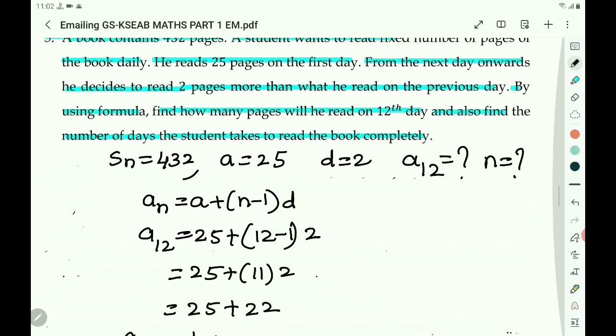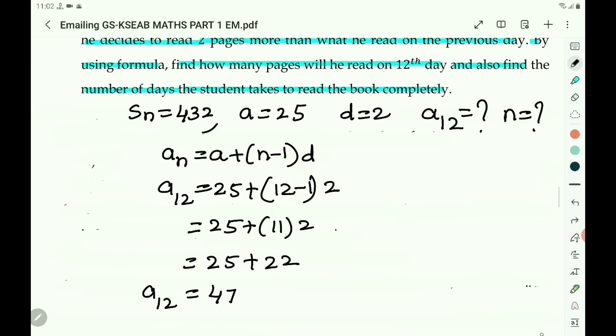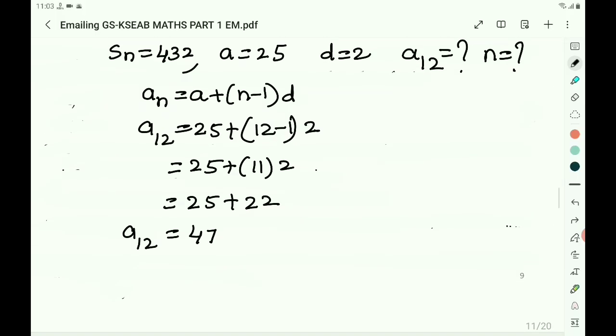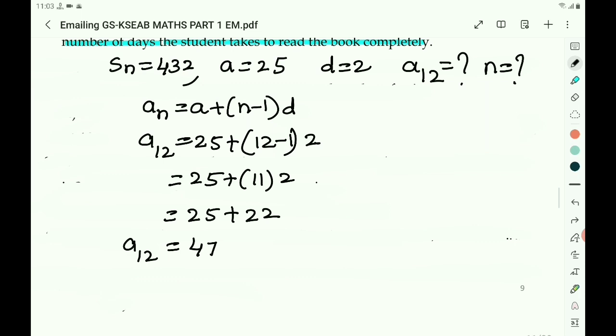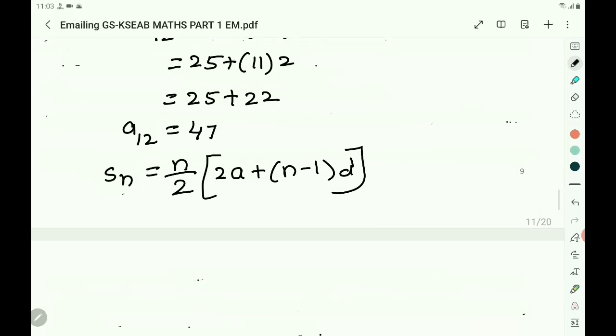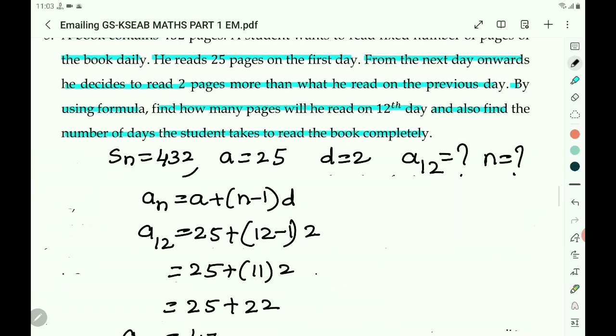So on the 12th day, how many pages does he read? On the 12th day, the number of pages he will read is 47. Next, we have to find out n. Use the formula for Sn. Sn equals n by 2 into, here A and D are given, 2A plus n minus 1 into D, equals how much? Totally how many pages are there?